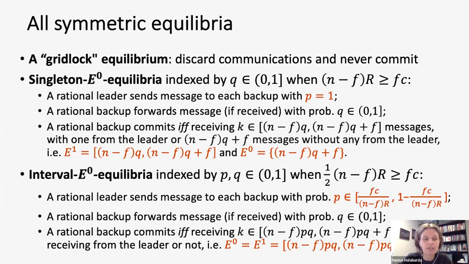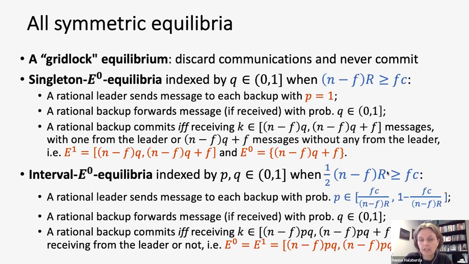There's also the interval equilibria, and this is where the rational leader sends a message to each backup with some interior probability, not with probability one. And then the rational nodes decide whether to commit or not based only on the total number of messages. They are not looking anymore at whether they got the message from the leader or not. Now, something that I want to emphasize here in this busy slide with those two types of consensus equilibria is the differences in conditions when we get those equilibria. There are different conditions on the payoffs, on the reward and the penalty. And the singleton equilibrium requires a much lower reward to be achieved than the interval equilibrium.